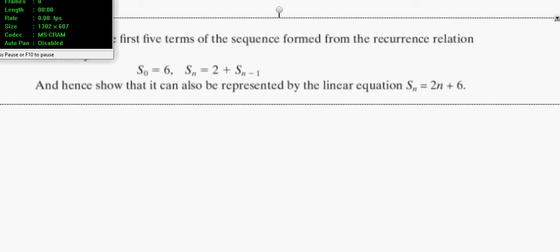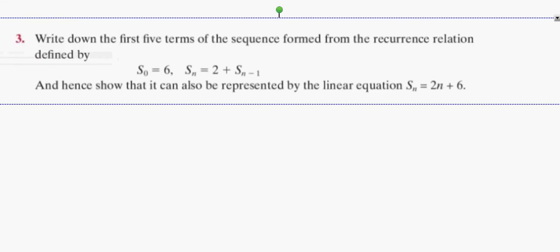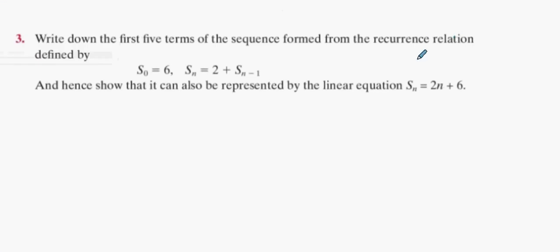Now, write down the first 5 terms of the sequence formed by the recurrence equation. S0 equals 6, Sn equals 2 plus Sn minus 1. Is that alright with you guys? So, S0 is 6. What can we say S1 is then? What's S1?